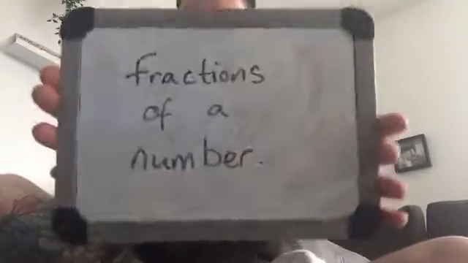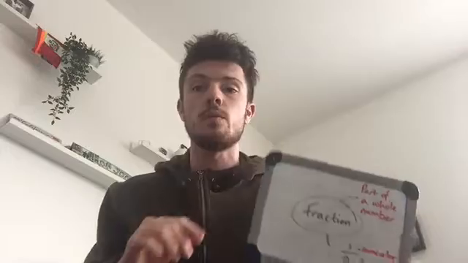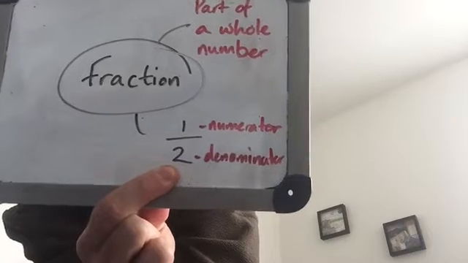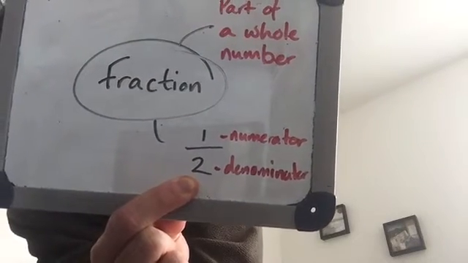Guys, so in this explanation video, we're going to have a little look at fractions of a number. So fractions of a number. There are two main things that I think of when discussing fractions. Fractions are a part of a whole number, so it's not a full number, but it's part of a whole number. And they can look like this, where the top number is called the numerator, and the bottom number is called the denominator.